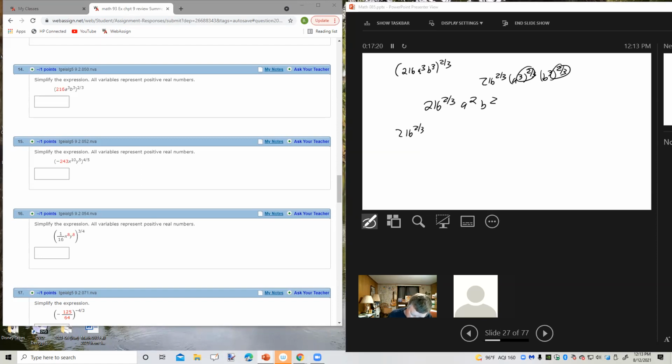Okay, now 216 to the 2/3 power would be 216 to the 1/3 power and then squared. Well, what's the cube root of 216? Let's see. 216 raised to the 1/3 power. So this is 6 squared, which is 36. So I've got 36 a squared b squared.